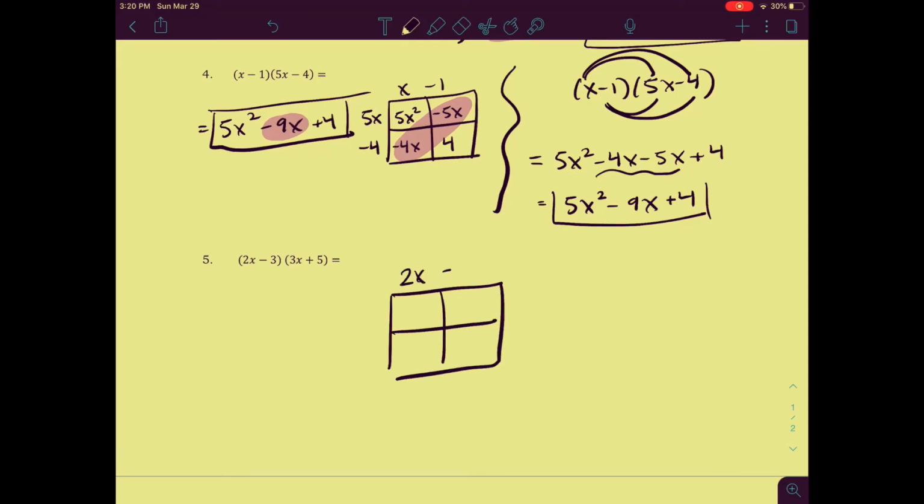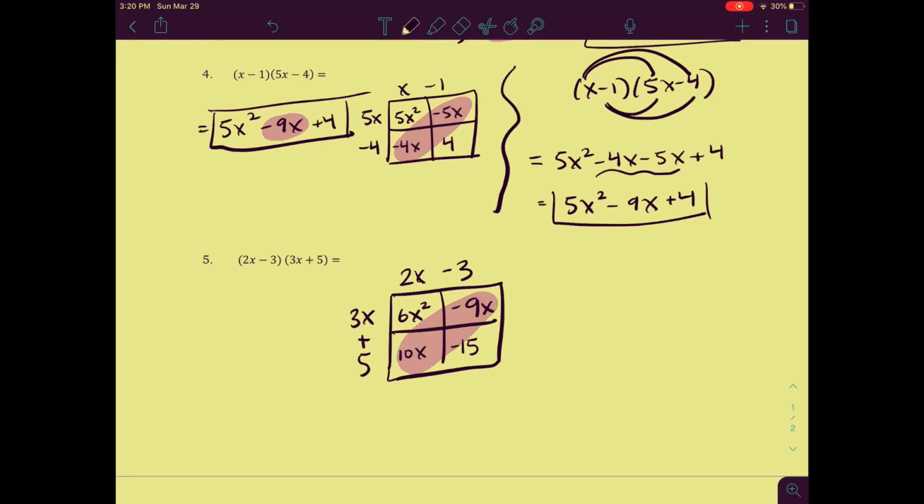So creating my Punnett square, I'm going to write 2x minus 3 here. I'm going to put 3x plus 5. And I'm going to carefully multiply 3x and 2x to get 6x squared. 3x times negative 3 gives me negative 9x. 5 times 2x, I get 10x. And then 5 times negative 3 gives me 15.